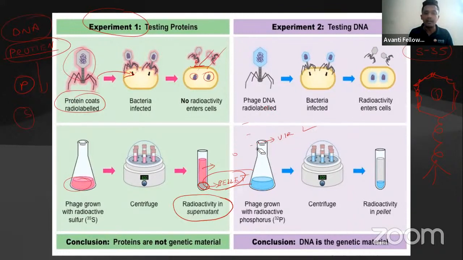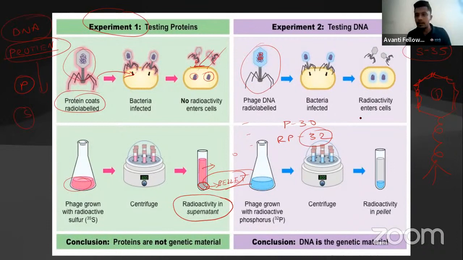Similarly, as we saw in the last experiment, in experiment 2 they take the bacteriophage and label it with radioactive phosphorus. What is radioactive phosphorus? The normal phosphorus is P31, and radioactive phosphorus is P32. So you remember these isotopes. When this bacteriophage was labeled with P32, you know that phosphate is in DNA, so the DNA will become radioactive.